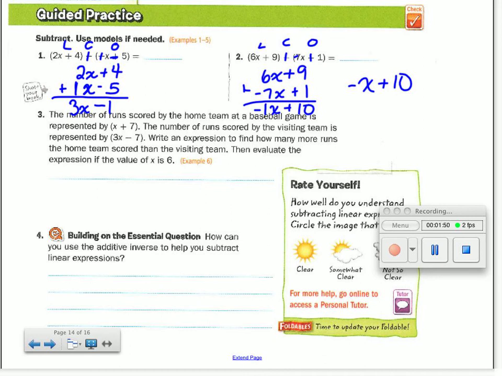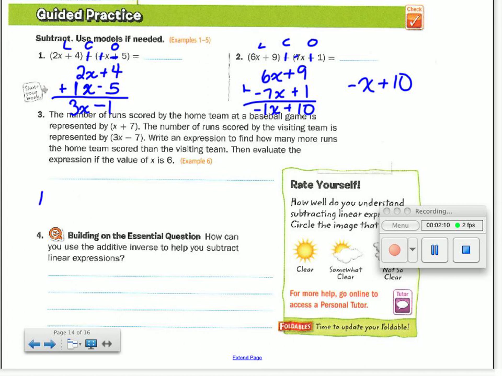All right, number 3. The number of runs scored by the home team at a baseball game is represented by x plus 7. The number of runs scored by the visiting team is represented by 3x minus 7. Write an expression to find how many more runs the home team scored than the visiting team. How can you find how many more than something else?